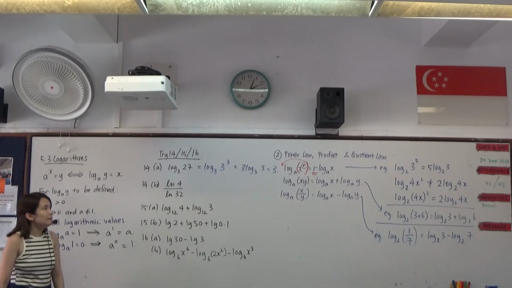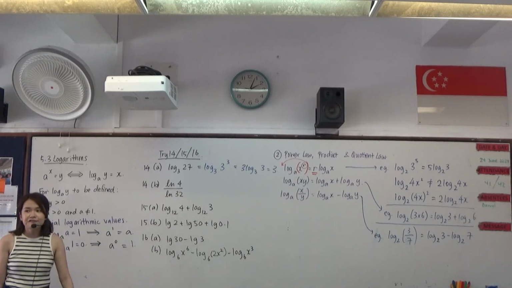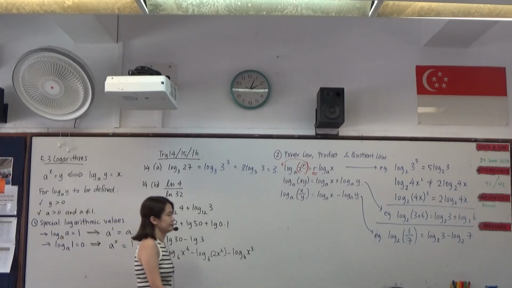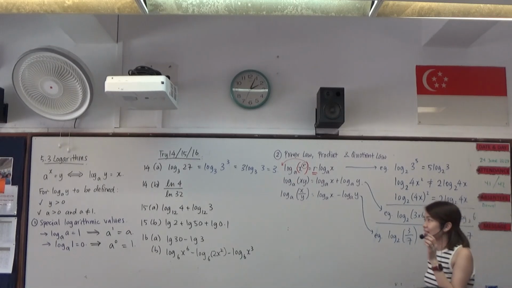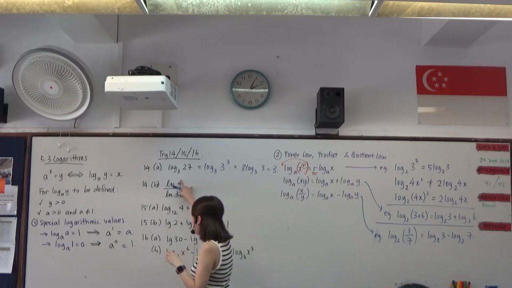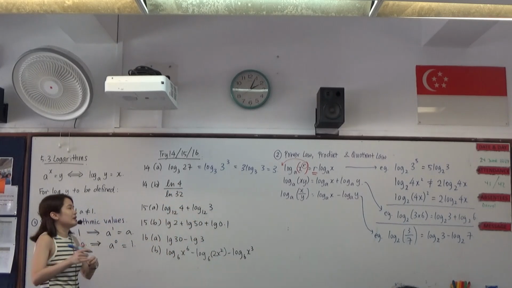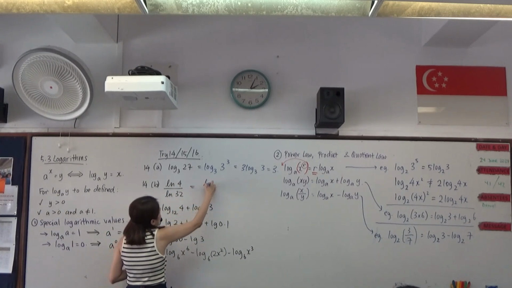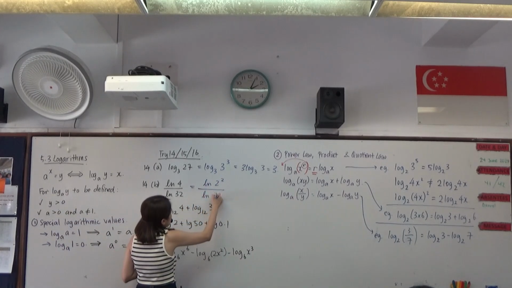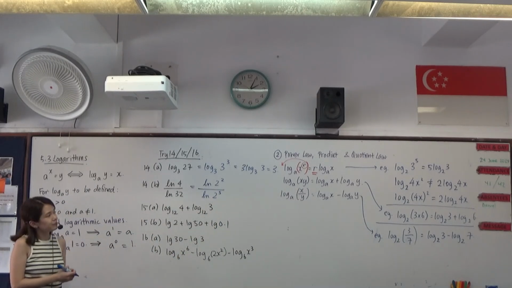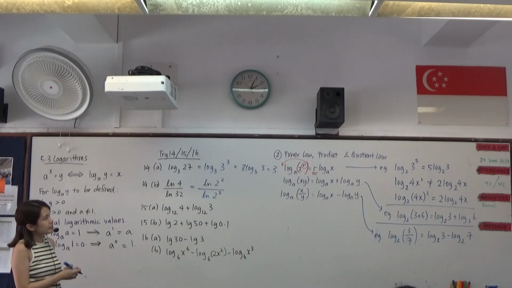Okay. What about 14b? Log 4 over log 32. How? We don't have the law for it. Right? It's not an equation. Make it base 2. Make the 4 and 32 into a base of 2. Okay? So we see that 4 is 2 squared and 32 is 2 to the power of 5. Okay? Then what next?